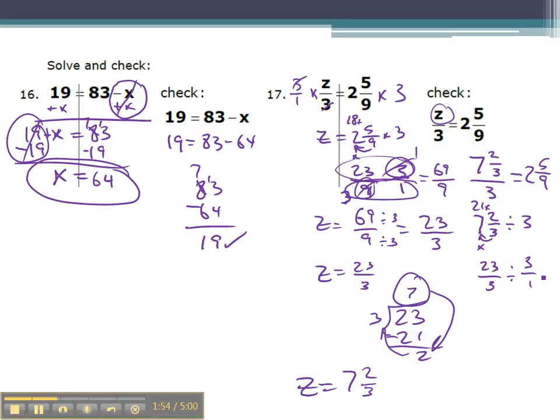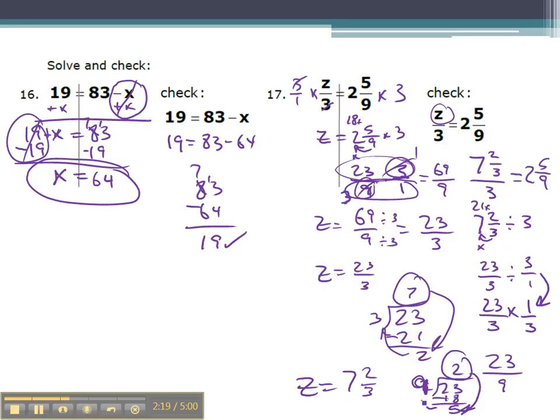Dividing fractions is easy as pie. Just flip the second fraction and multiply. So 23 times 1, top times top, we get 23. Bottom times bottom, 3 times 3 is 9. And if you turn that into a mixed number, if you do it right, that will be 2 times 9 is 18 with a remainder of 5. So 2 5/9, which is what we needed it to be to check our answer. So that checks out. So z does equal 7 2/3.